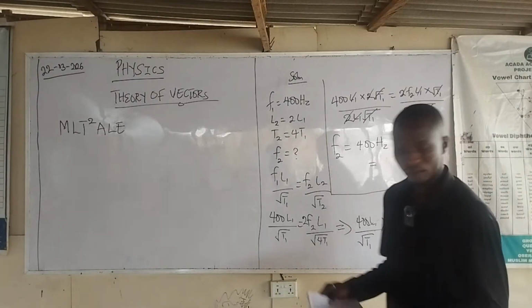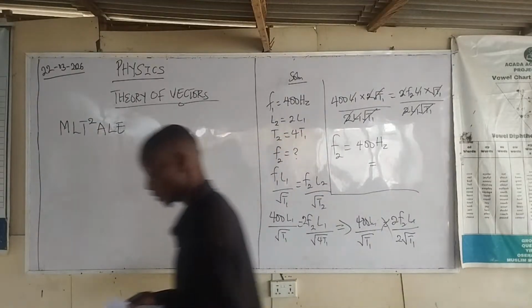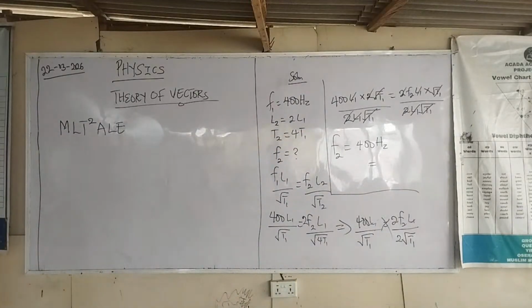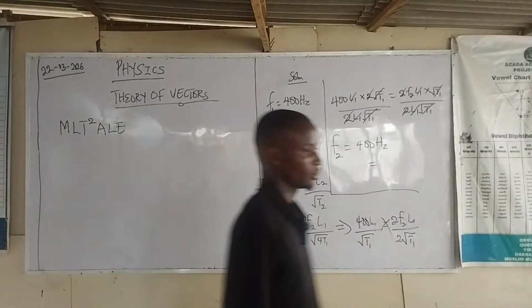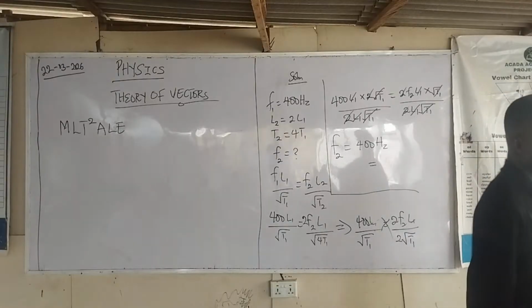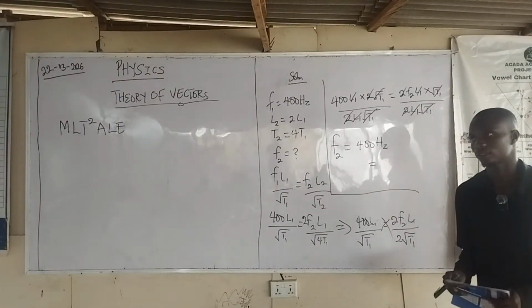So we also have work, energy and power as part of scalar quantities. Then specific heat capacity.